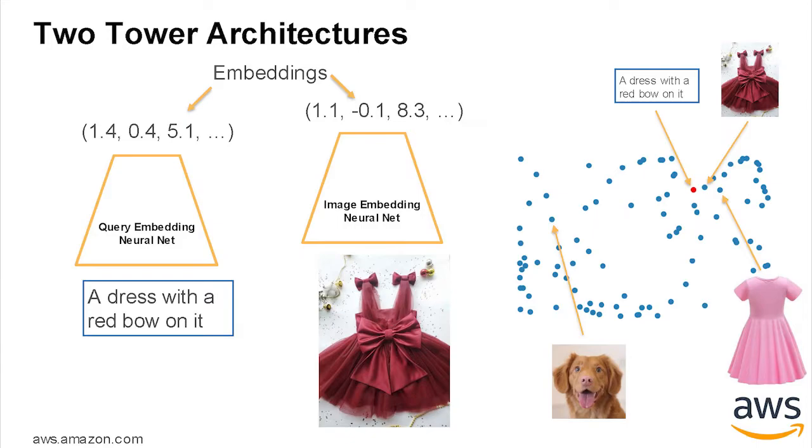So if the red dot in that little scatter plot represents the query, where that embedding is, what that vector is, then hopefully we'll find the dress with the red bow on it is actually quite close to it in this embedding space. Maybe nearby is another dress, but not quite the right one, not with the red bow on it. And far away, hopefully, is, say, the picture of the dog. Okay, so that's the basic idea behind this.